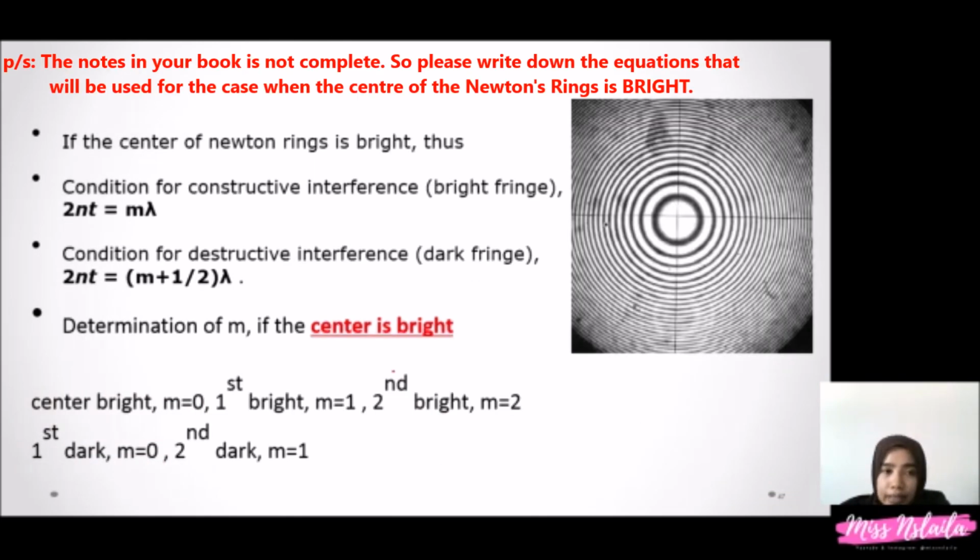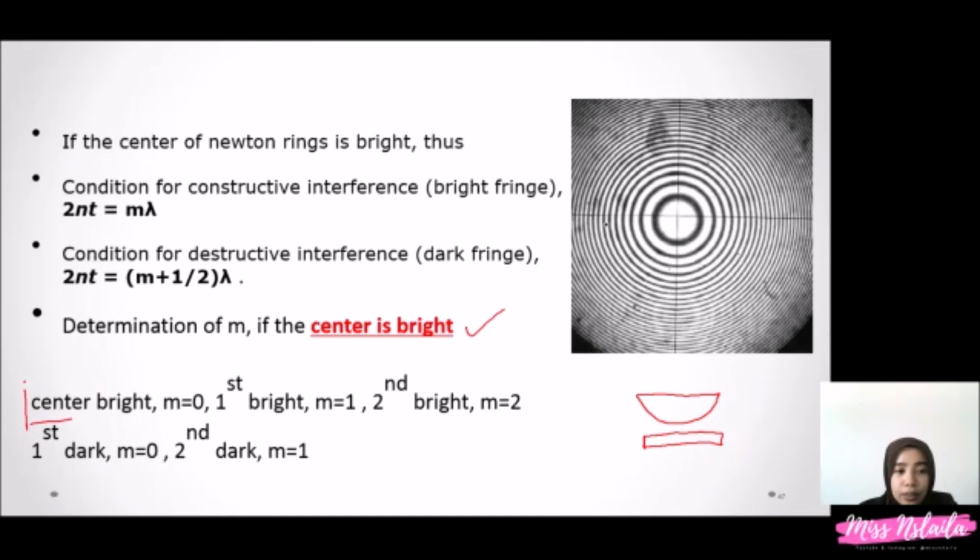There will be a case where the center of the Newton's ring is bright. How can the center be bright? Okay. If there is an air gap in between these two plates, then the center will be bright. So you need to use this equation for constructive interference: 2nt equal to m lambda. Destructive interference: 2nt equal to (m plus half) lambda. To determine m when the center is bright, center bright, m will be equal to 0.